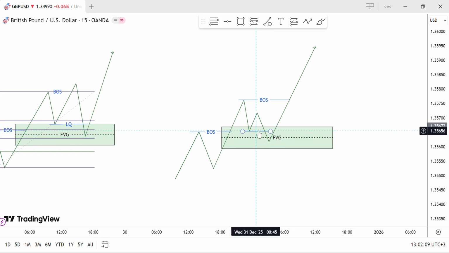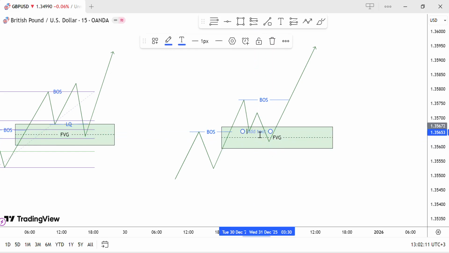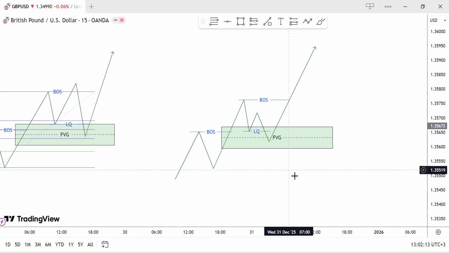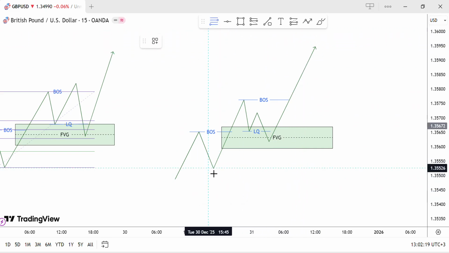So this is where the liquidity is lying. It will sweep the liquidity and then move. So when we use Fibonacci again, it will help you.